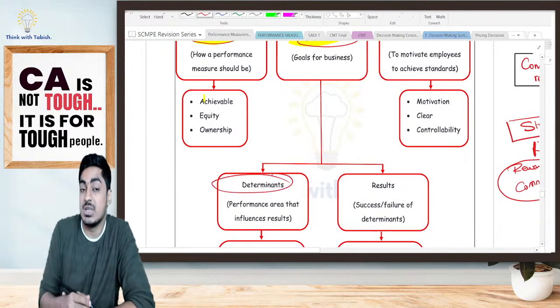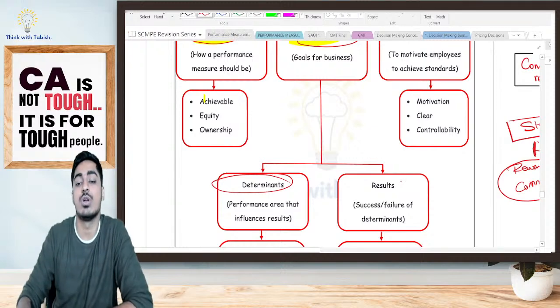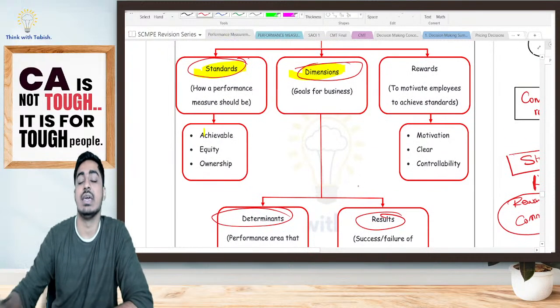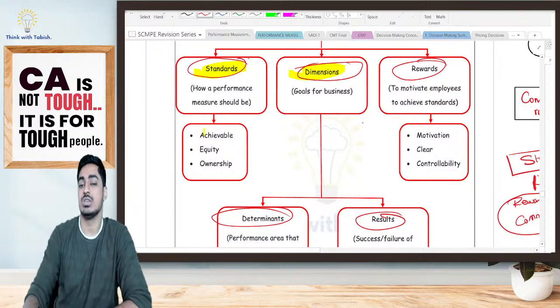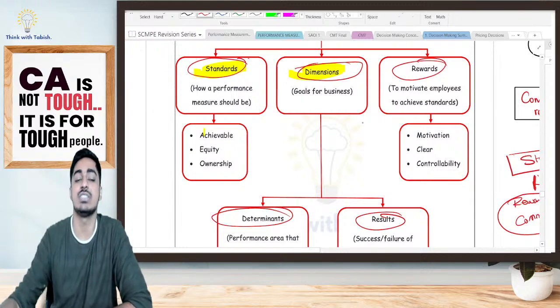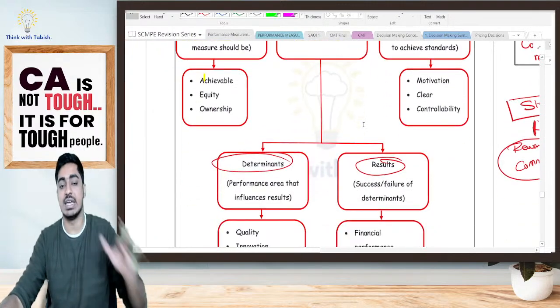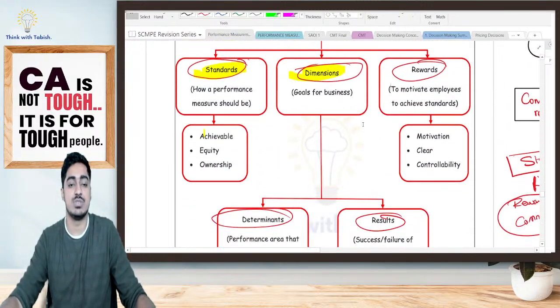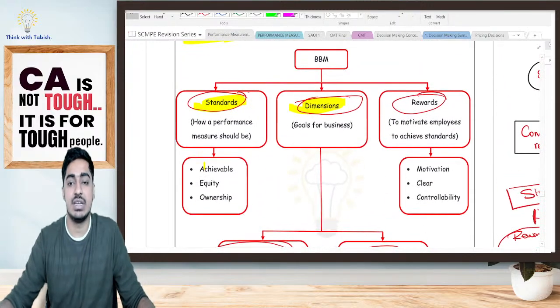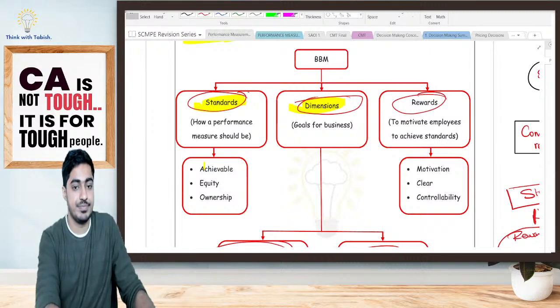What performance areas, what goals should be there. Again, what results I should be getting. Again, rewards I should be giving to my employees. Rewards I should communicate at the start of the year. Now you have an overall idea. Based on this, let us try to understand it with the help of a simple example, my dear students.